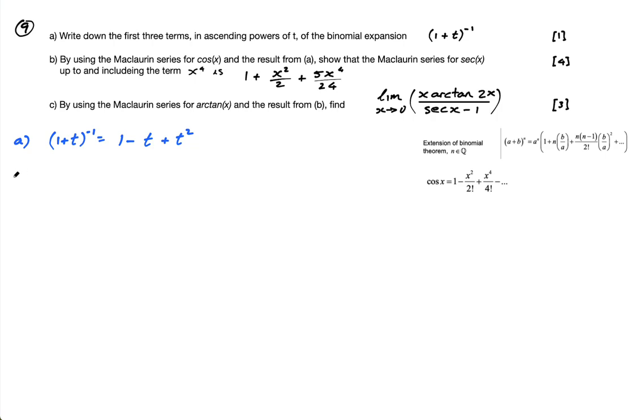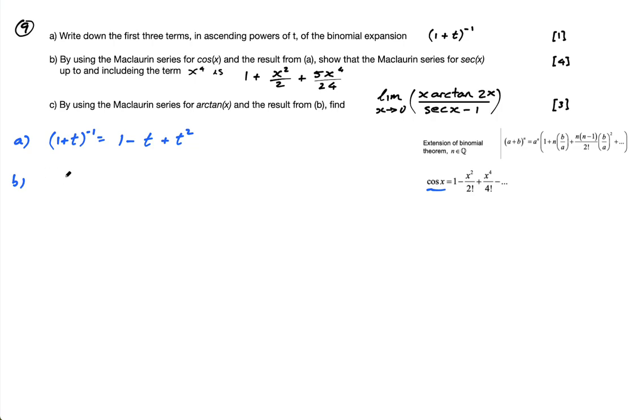Okay, part B. He then says, by using the Maclaurin series for cos of x, that's this here, and the result from A, that's this, show that the Maclaurin series for sec x up to and including the term x to the 4 is this. Okay, fine, that is obviously a difficult question.